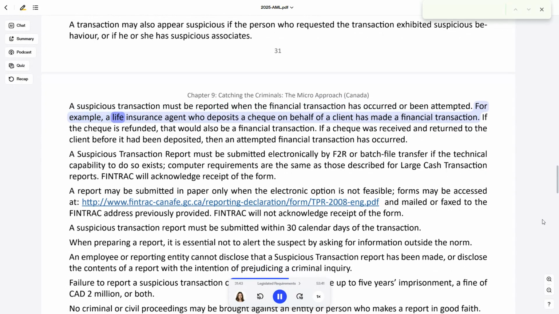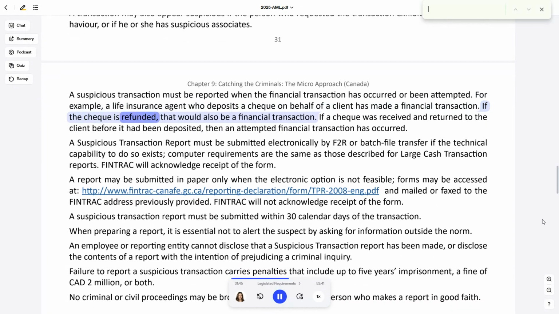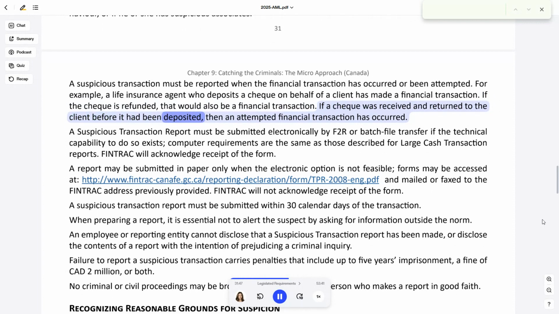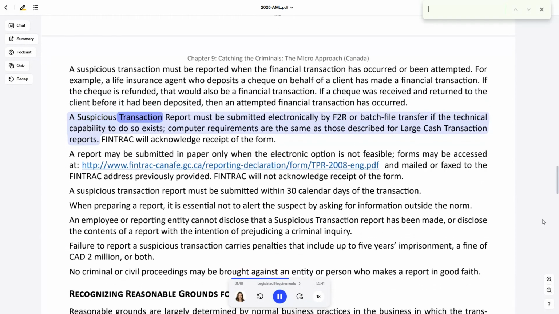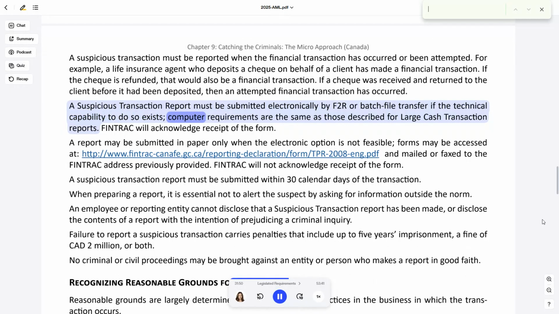For example, a life insurance agent who deposits a check on behalf of a client has made a financial transaction. If the check is refunded, that would also be a financial transaction. If a check was received and returned to the client before it had been deposited, then an attempted financial transaction has occurred. A suspicious transaction report must be submitted electronically by F2R or batch file transfer if the technical capability to do so exists. Computer requirements are the same as those described for large cash transaction reports.